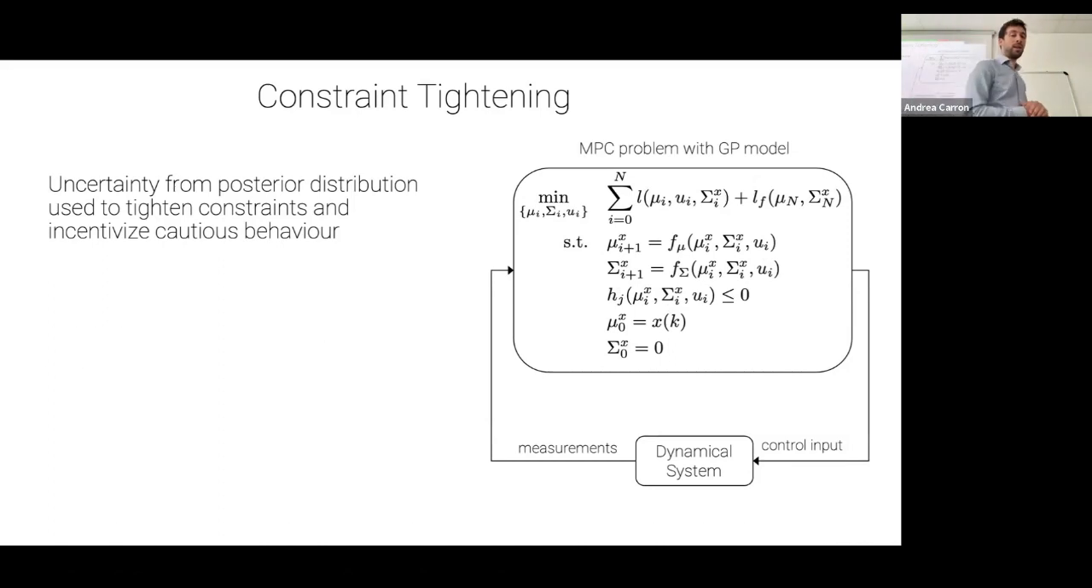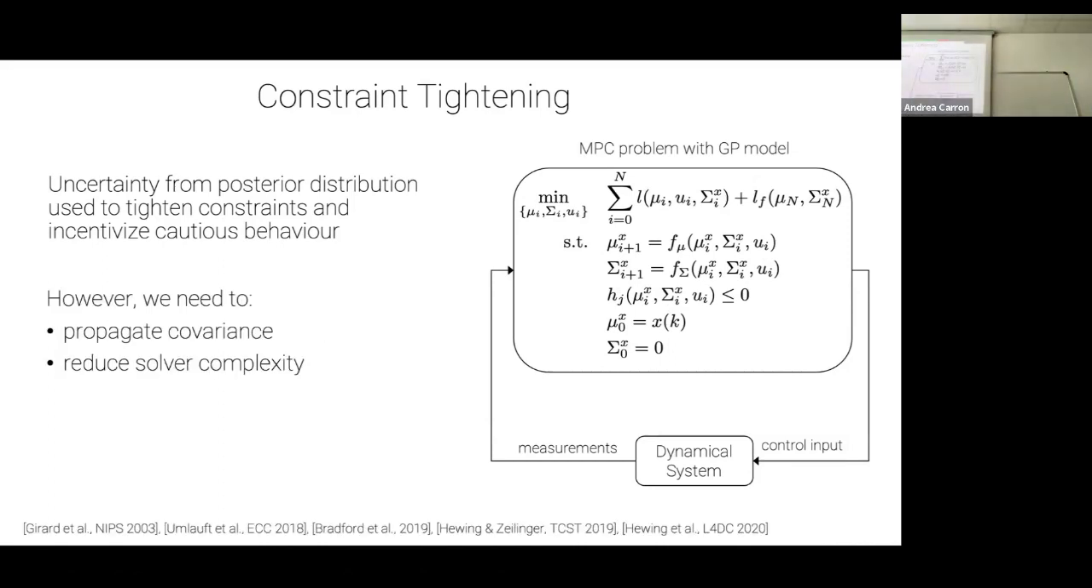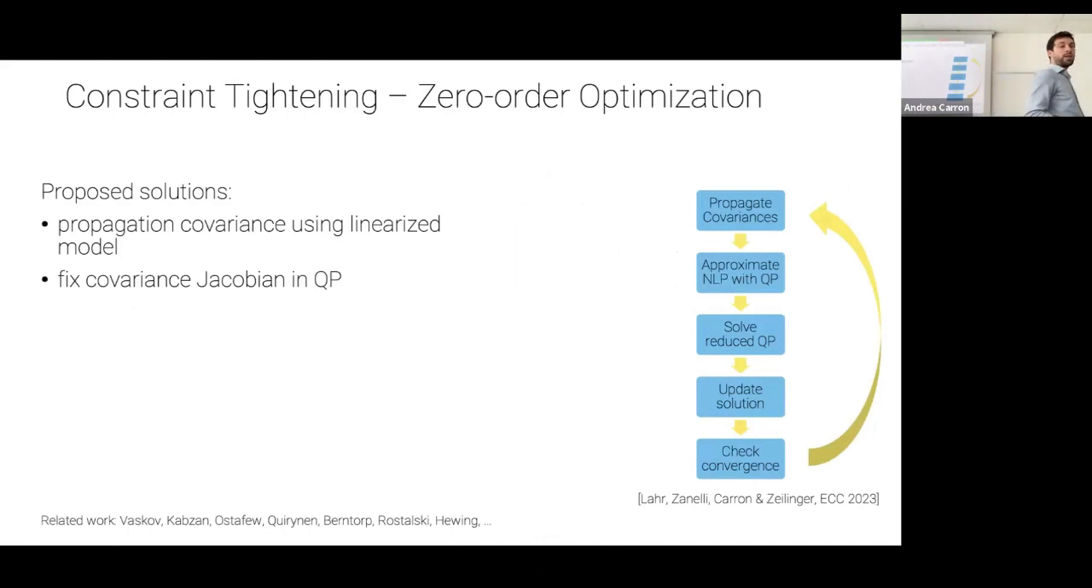The problem is that, of course, we need to understand how to propagate the covariance, which is everything but a simple problem. And also, we need to find a way to solve this MPC problem in a relatively fast way, because we are increasing the number of optimization variables by a large amount, because we add a number of optimization variables equal to the square of the state multiplied by the horizon. So the complexity increases quite a lot. So the proposed solution is always based on an SQP approach, but using zero order optimization.